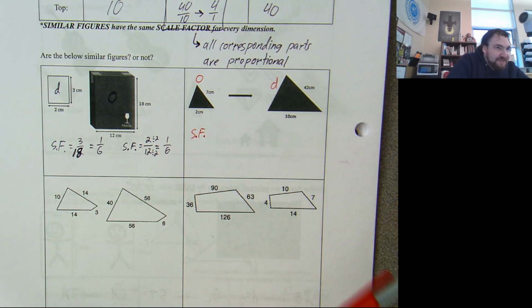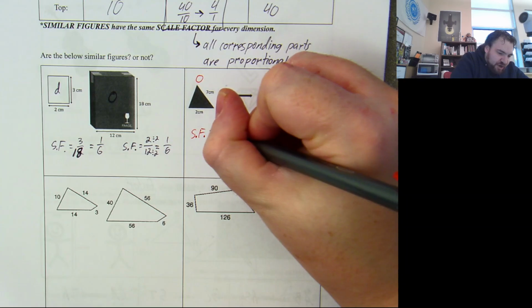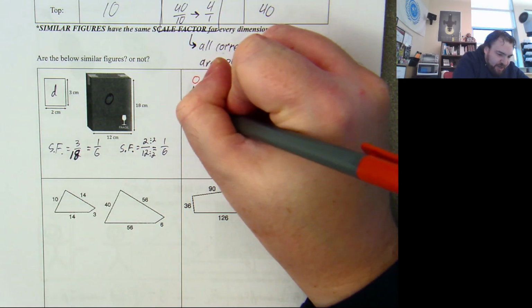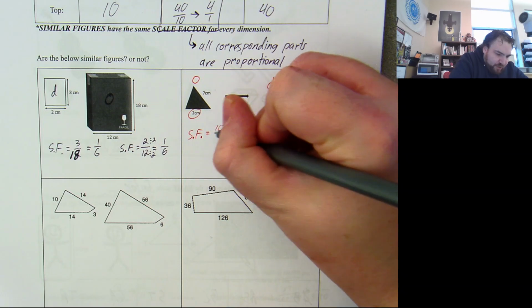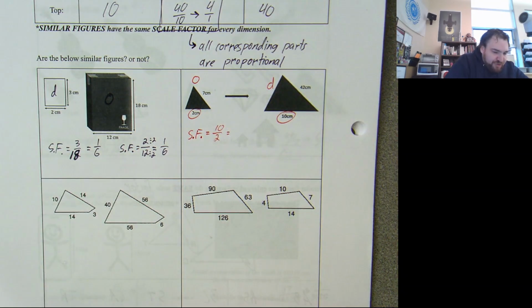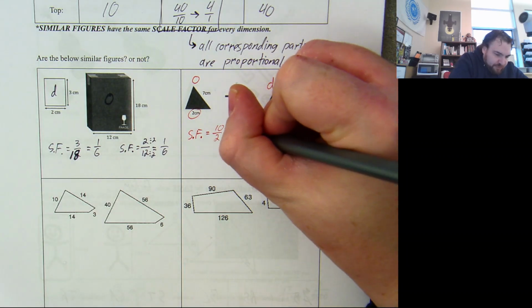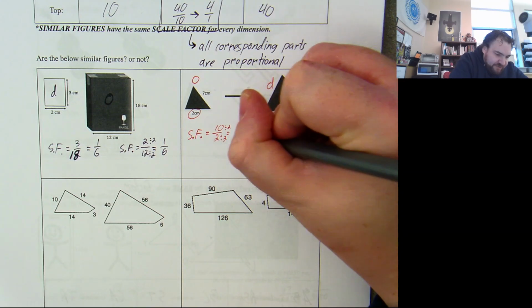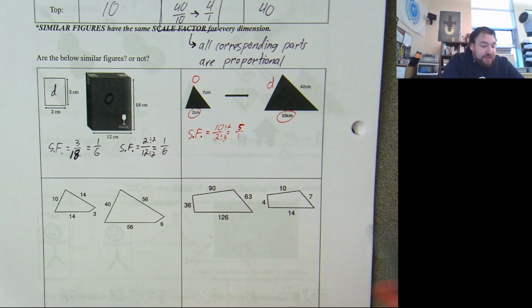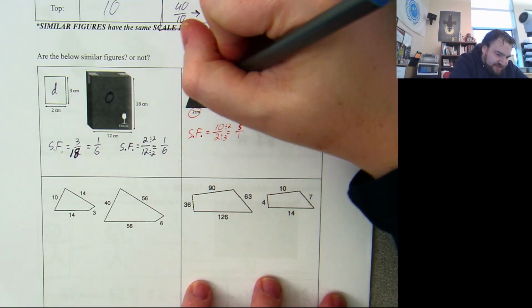To be similar, they have to have the same scale factors for the corresponding parts. So the scale factor, if I compare the bottoms, remember scale factor is always diagram over original. So it's going to be 10 over 2. 10 over 2 reduces to, both of those are divisible by 2. 10 divided by 2 is 5. 2 divided by 2 is 1. So if I look at the bottoms, the scale factor is 5. Let's look at these two.